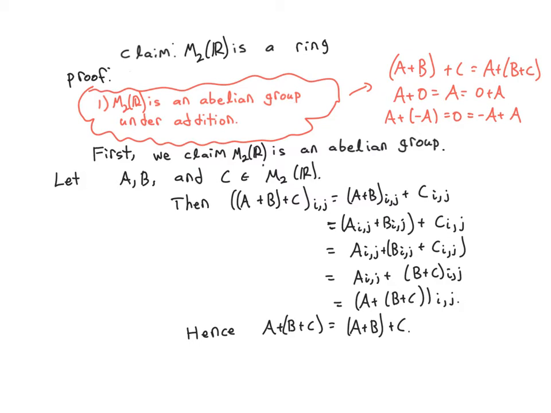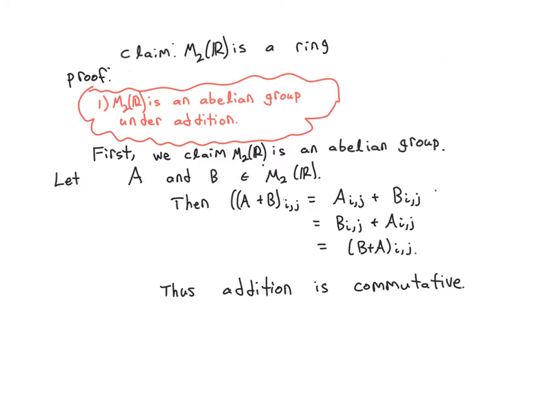And so for all i and j, we have the ijth entry of (A plus B) plus C is equal to A plus (B plus C). But that's the definition of equality for matrices. So these two matrices are actually the same, and therefore we have associativity.